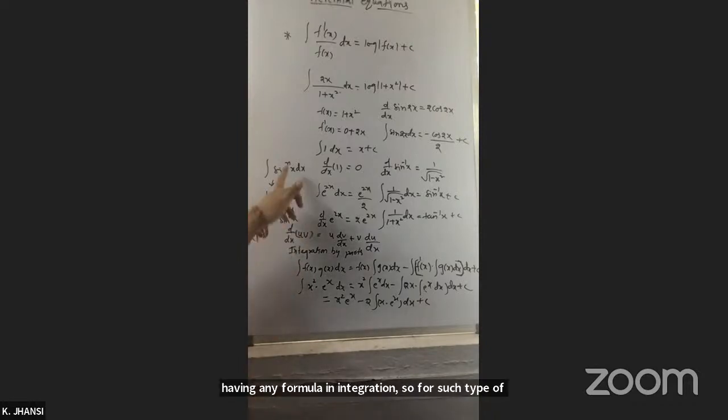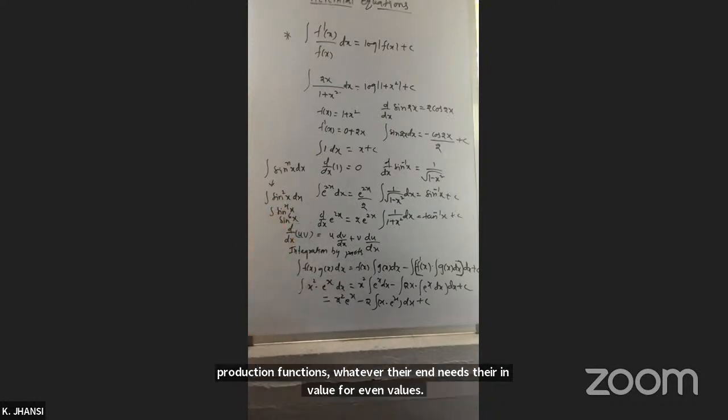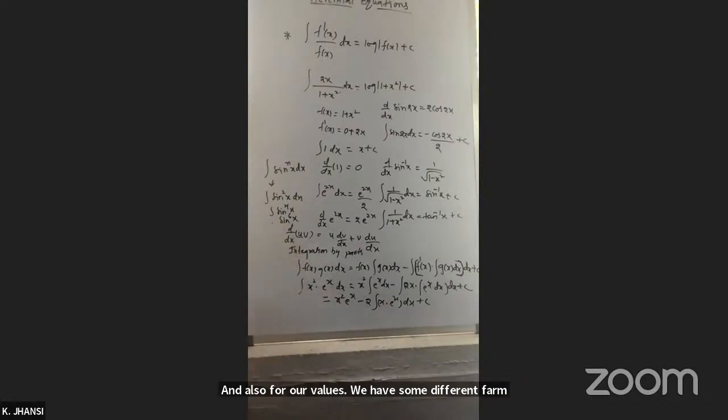Reduction formula means, whatever n is there, for even values of n and also for odd values, you will have some different formulas. For even exponents also, you will have that. You can see on page number 32, 33, a formula is there. That is I n equals minus sine to the power n minus 1 of x into cos x by n plus n minus 1 by n into I n minus 2.